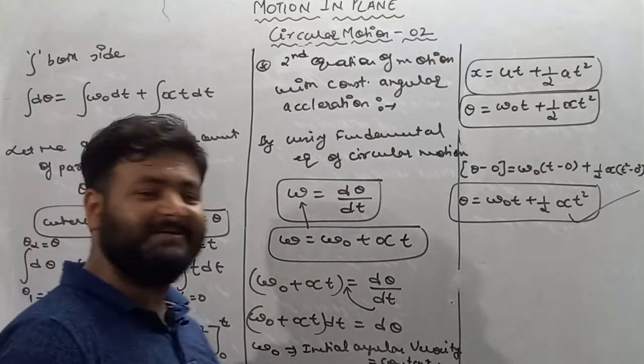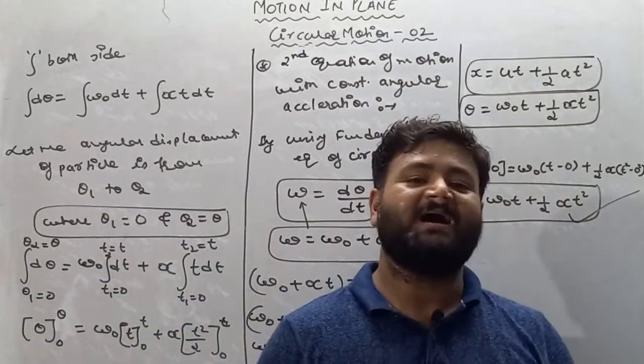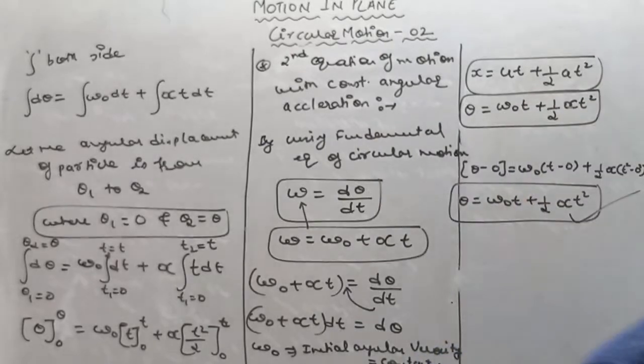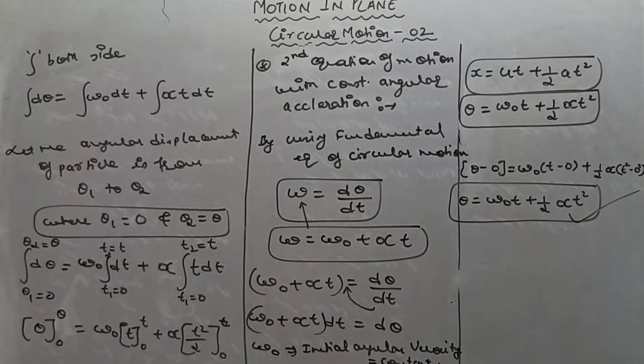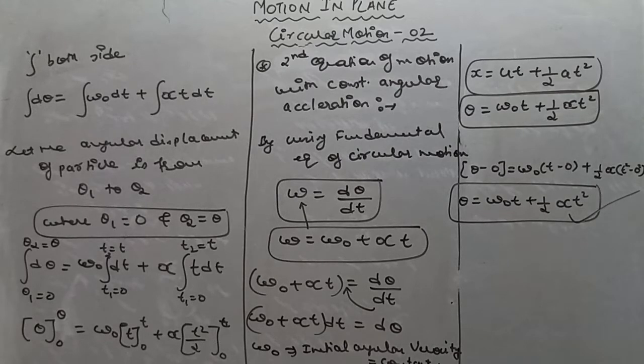It is theta is equal to omega naught t plus half alpha t square. I hope you all understand this equation. I'm repeating again and again. This is very similar to the equation of motion in a straight line. I hope you all are connecting. Now write down the next topic.